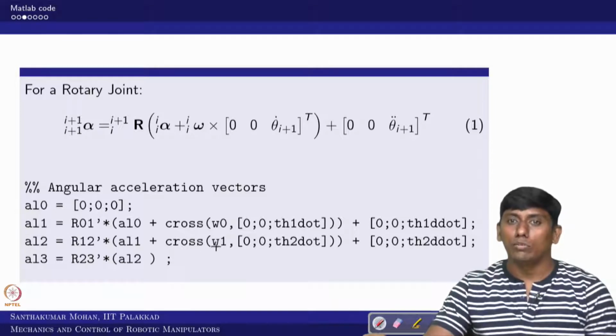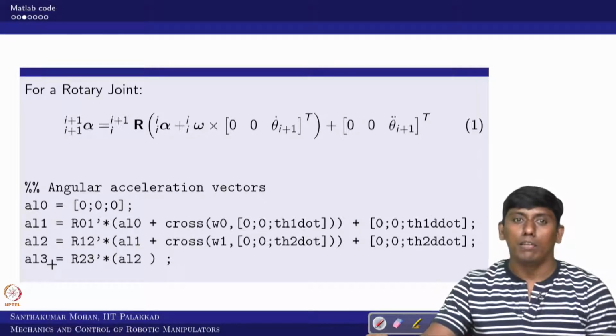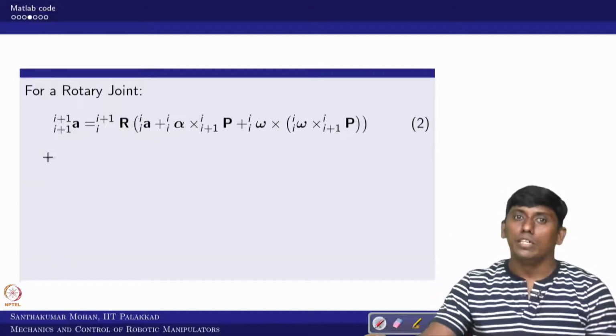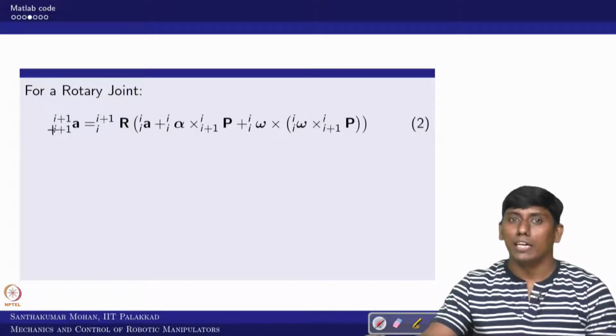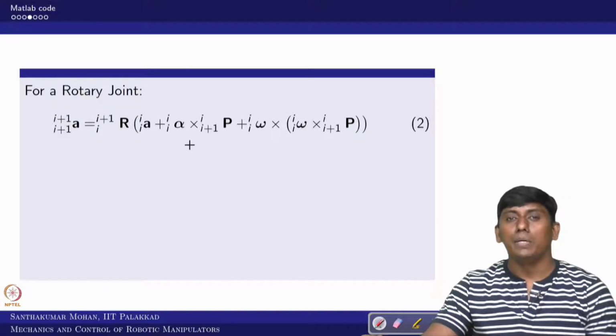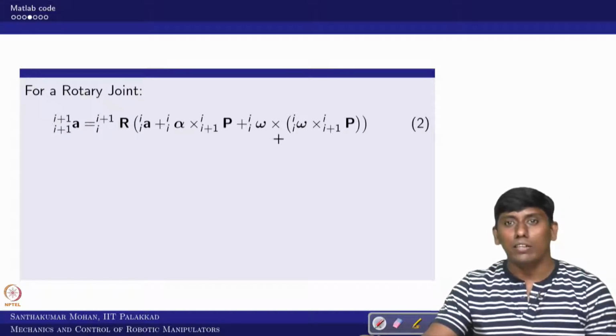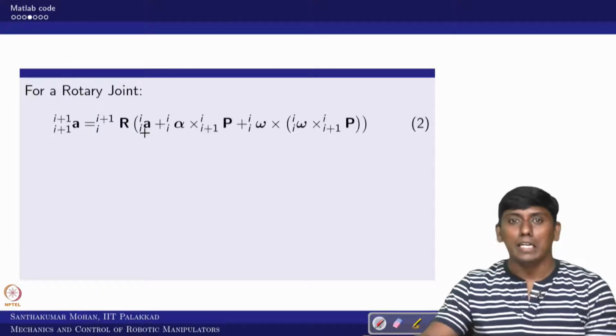For alpha 3 there is no active variable, so you can see that the cross terms vanish. So this is alpha 0 to alpha 3. Now coming to the linear acceleration. We know the rotary joint linear acceleration relation, which has the tangential acceleration, the radial acceleration, and the previous joint linear acceleration.